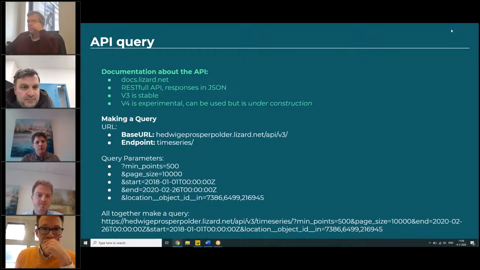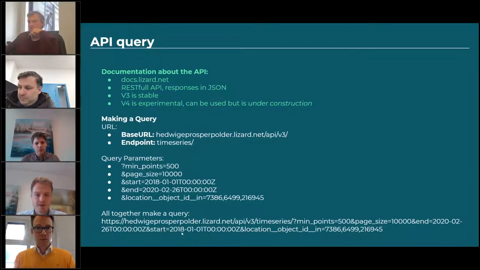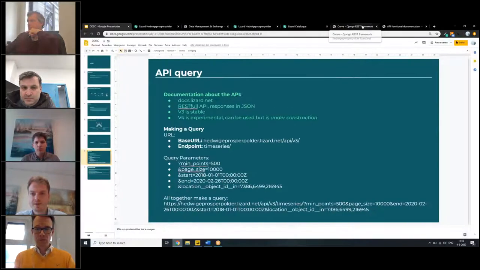So, let's start off with the real basics. So how do you make a query? How do you ask a question to the API? And to do that, you have to first type in the base URL into your browser, which is hedwigeprosperpolder.lizard.net/API/V3. And I can do it here as well.